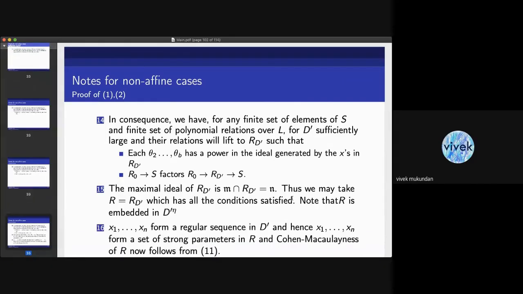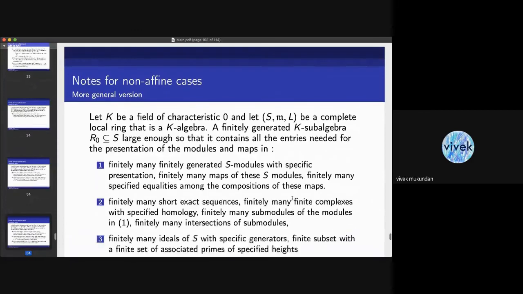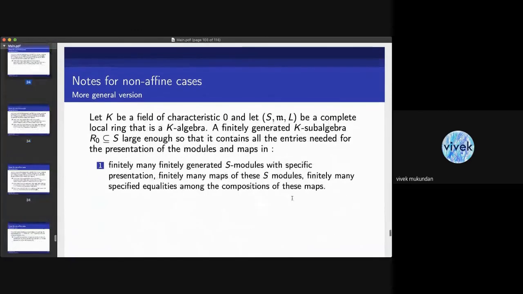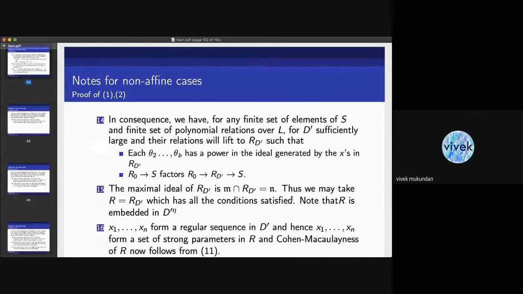So essentially, you replace, or you descend, all the properties you have for the complete local ring to a finitely generated K algebra R. And once you come to the finitely generated K algebra, then you can use the descent and comparison of fibers to further reduce it to characteristic P and solve your problem.